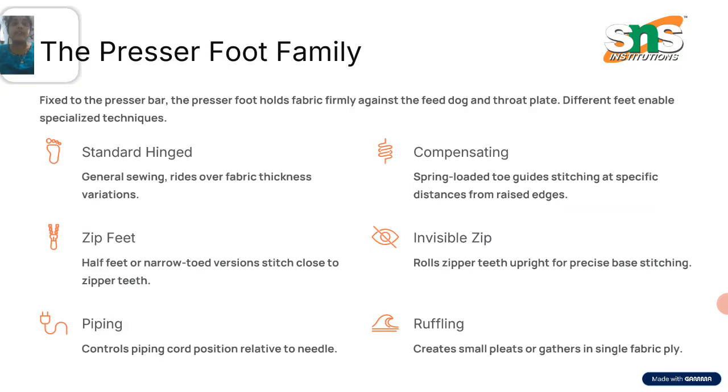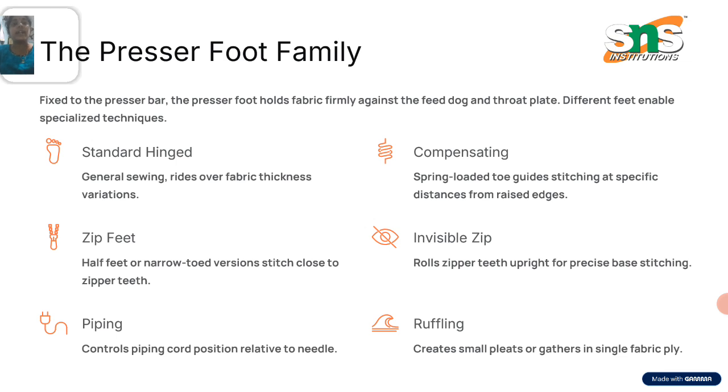The next one is the presser foot family. What is the main concept of the presser foot? Standard: hinged, regular sewing, rides over fabric thickness variations. Compensating: spring loaded, to guide stitching at a specific distance from raised edges. Zip foot: half foot of a narrow toed version, stitches closest to the zipper teeth. Fourth one is invisible zip, a roller that uprights zip teeth for precise base stitching. Last is piping, which controls the piping cord position relative to the needle. Ruffling creates small pleats or gathering on a single fabric ply. Those are some of the types of presser foot.